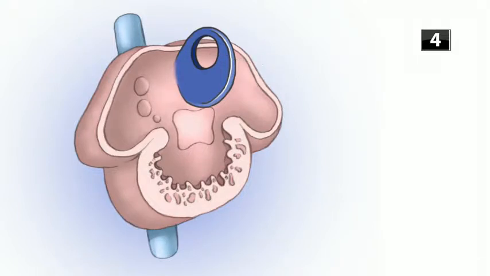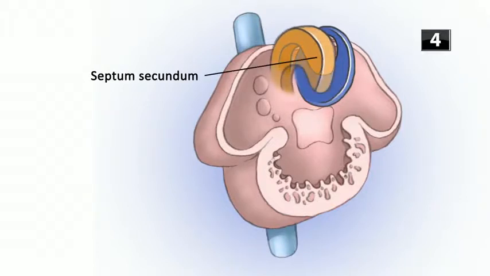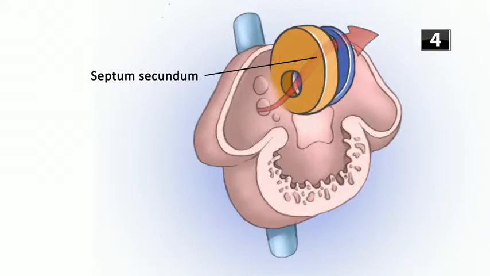So far, so good. The next thing that happens is that a second septum starts to grow, which we call the septum secundum. And again, as it develops, it leaves a gap or foramen to allow shunting of blood from the right to the left. And this foramen is called the foramen ovale.